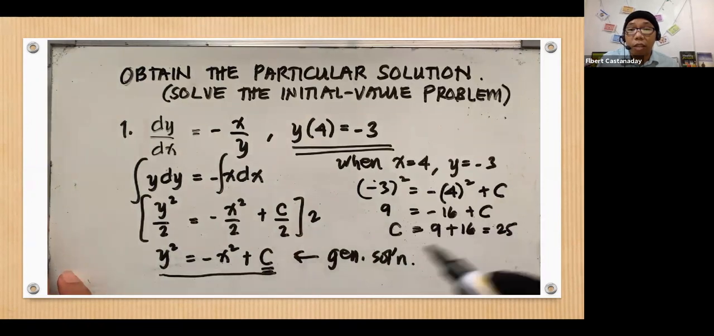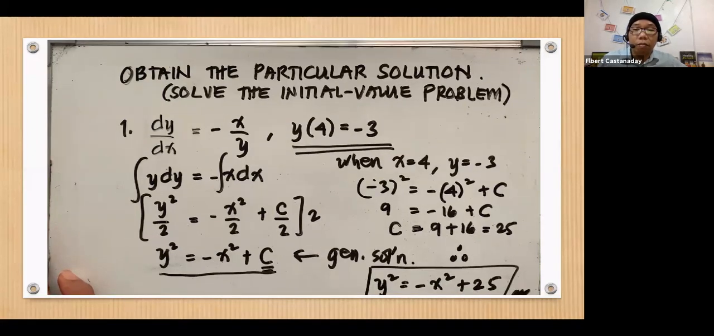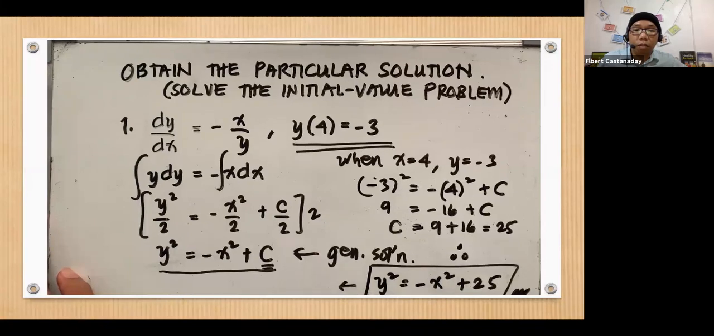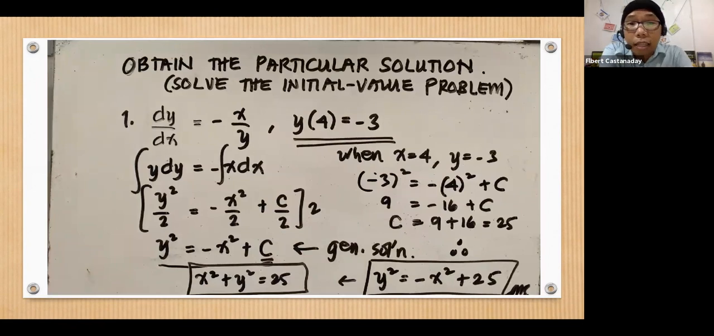Okay, so we have now the value of c na 25. So plug in mo ngayon yung c doon sa general solution and you have y squared equals minus x squared plus 25. So that's your particular solution. Okay, or you can transpose yung minus x squared dun sa left hand side. Pwede mo rin isulat sa ganung format, di ba? Magiging positive x squared na siya, plus y squared equal to 25 is your particular solution. Okay? That's it. That's how you solve the initial value problem.